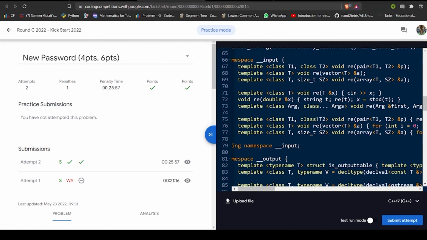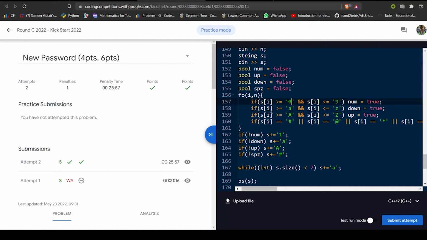Yes. So I have defined these four boolean variables. Okay, it should be 0 here. So I check if it is a number, I say num is equal to true. We do it for every character. If it's a small letter, we say down is equal to true, up is equal to true, and spz is equal to true, as I mentioned earlier.